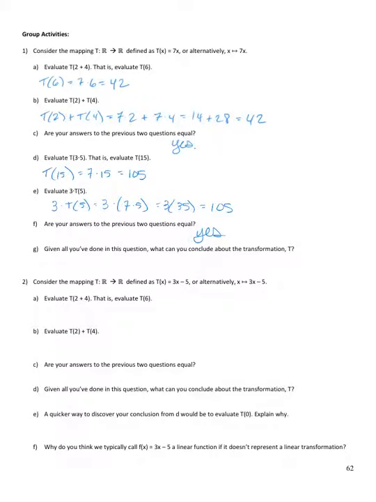So what can we conclude about the transformation T? It is linear. The definition of a linear transformation is that T of A plus B equals T of A plus T of B, and T of C times A is C times T of A.